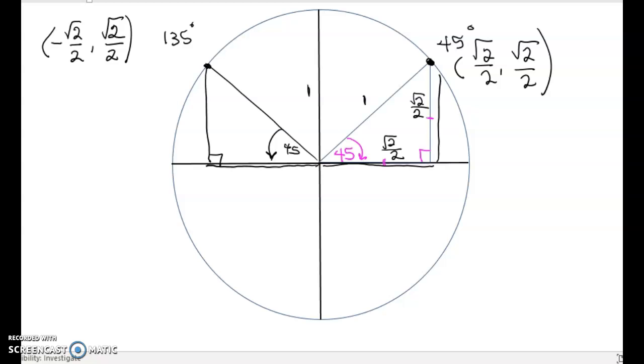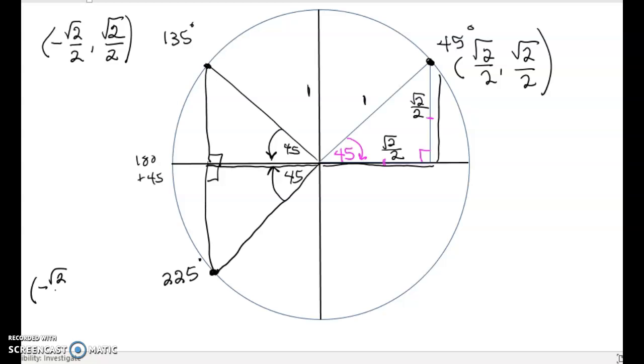Maybe I will go ahead and finish the 45s for you, and then we'll move on. So 45 degrees, this is my reference angle, 45. This is a 225-degree angle. You can find that by taking 180 plus 45. And the coordinate is negative square root of 2 over 2, negative square root of 2 over 2, because in quadrant 3, the x and the y value are negative.